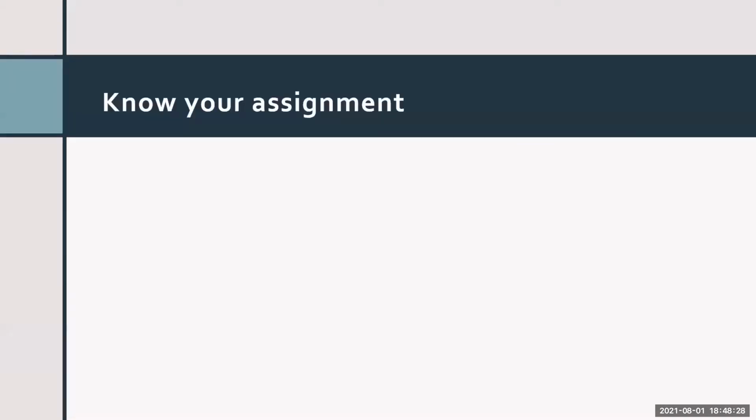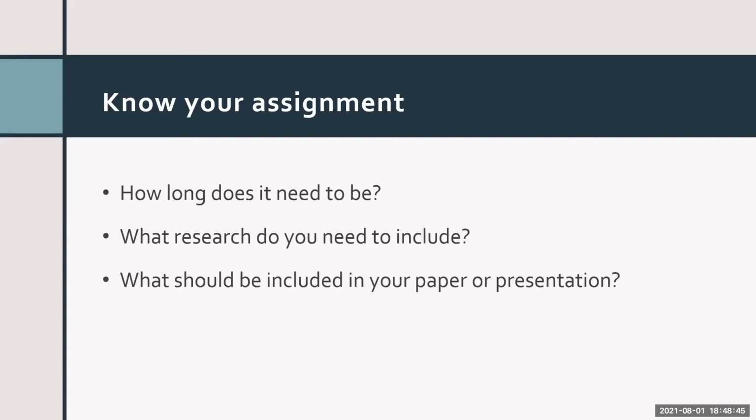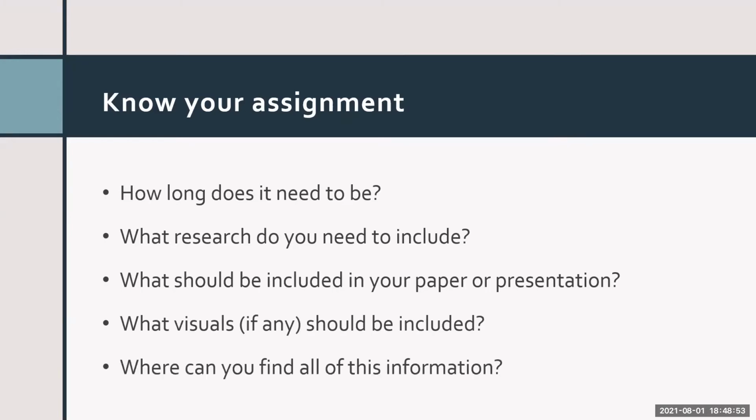So first, it's really important that you know your assignment. These are some questions that can help you to understand what your assignment is and what is expected of you. First, how long does it need to be? What is the end product going to look like? What research do you need to include? What should be included in your paper and presentation? And what visuals, if any, should be included? And where can you find all of this information?